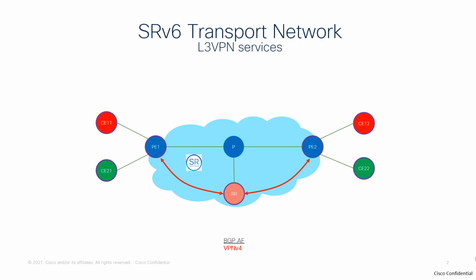The SRv6-enabled transport network has L3VPN services defined on top. There are two PE devices at the edge of the SRv6 domain, PE1 and PE2, both connecting the customer edge devices in the VRF red and green. PE nodes establish BGP neighborship with the route reflector, over which the VPNv4 address family is exchanged to advertise the CE subnets.